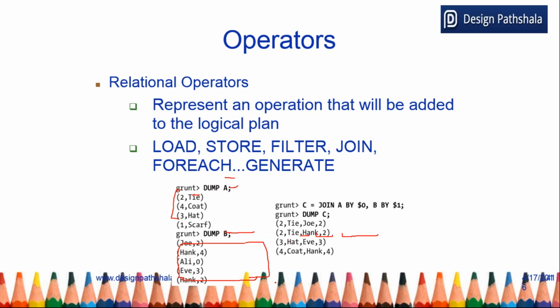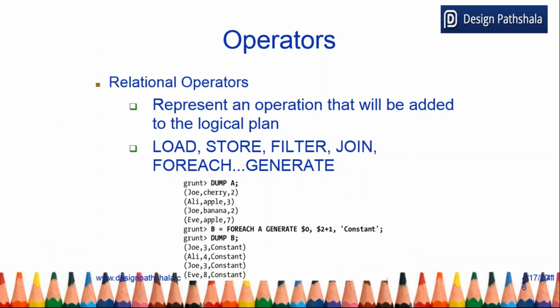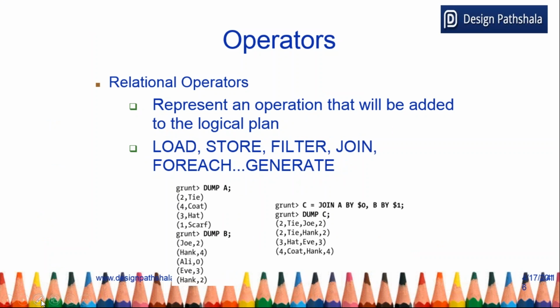Join is to join your two operators. So let's say this is your data again, same A is this thing, B is this thing. So I want to join A to B using some column. So A's first column I'm using in joining and B's second column I'm using. So A's first column and B's second column. So these two would be joined with these two. So Tie and Joe. These two would be joined with these two also. So Tie and Hank. So these 3 would be joined with these 3, Het and Eve.